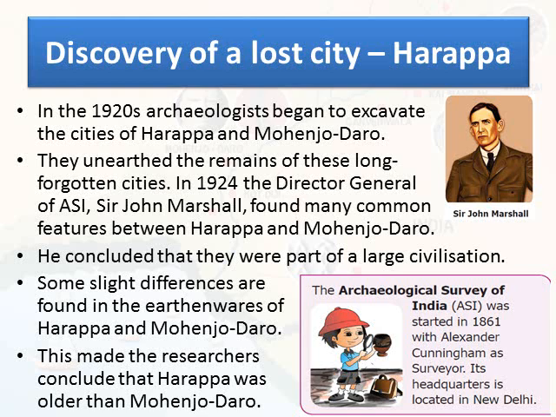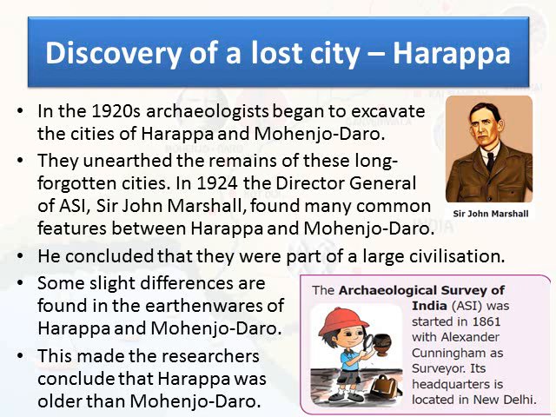Some slight differences are found in the earthenwares of Harappa and Mohenjo-daro. This made the researchers conclude that Harappa was older than Mohenjo-daro. So from the research, they were able to find out that Harappa was older than Mohenjo-daro.